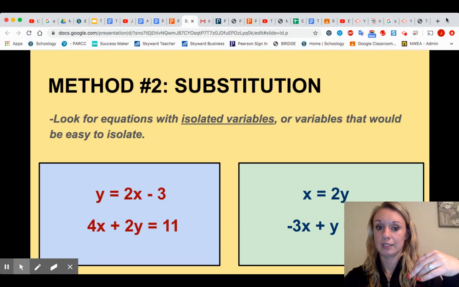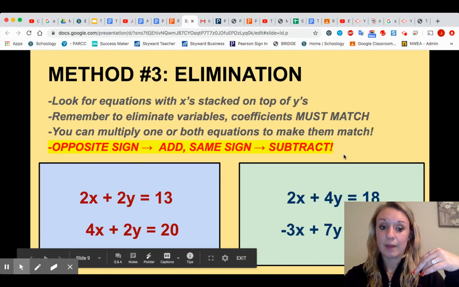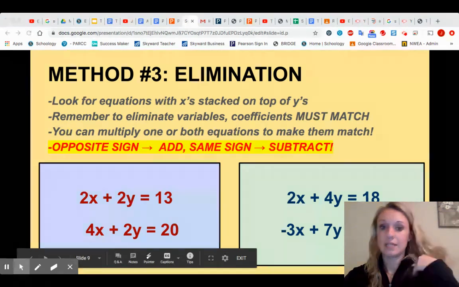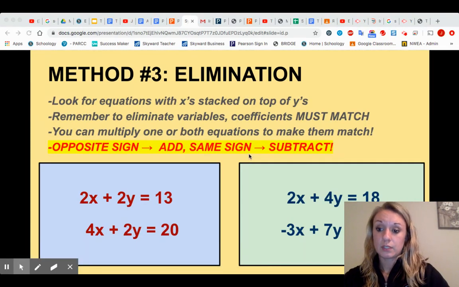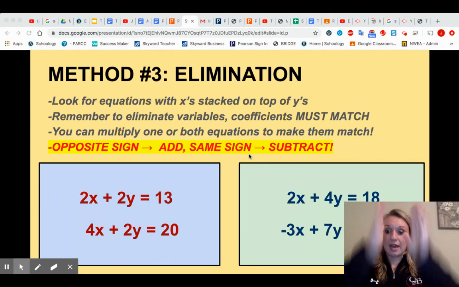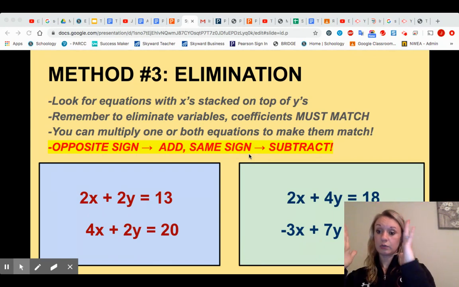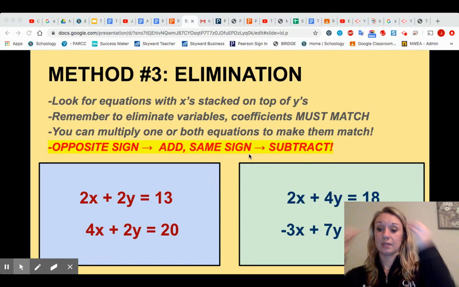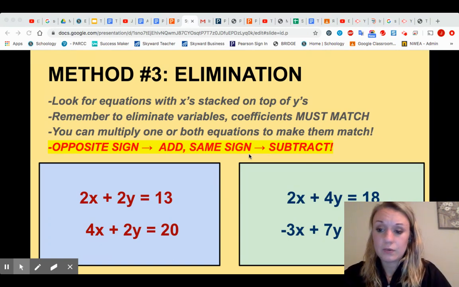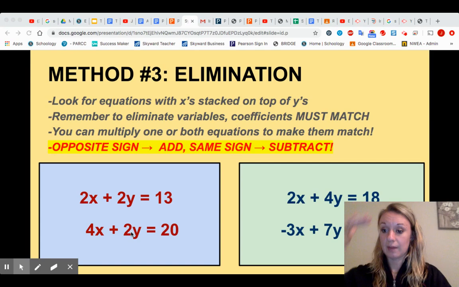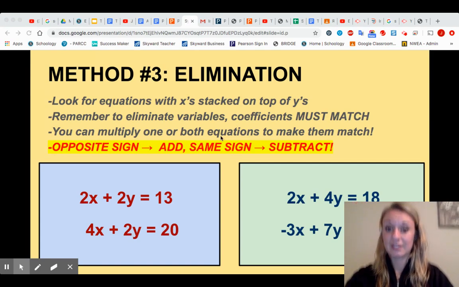Next method, probably my favorite, the most procedural, most black and white, is elimination. When you are solving using elimination, your key to look for it is that you've got x's stacked on top of y's. When you see those two lined up with one another, that's your clue that you're going to be eliminating. Remember, you cannot eliminate variables unless the coefficients match. So to show you, in your blue example here, you could eliminate your y's because you've got plus 2y and plus 2y. Remember, if it's the same sign, subtract going down. But maybe if your top one was minus 2y, because they would be opposite, then you'd add going down.